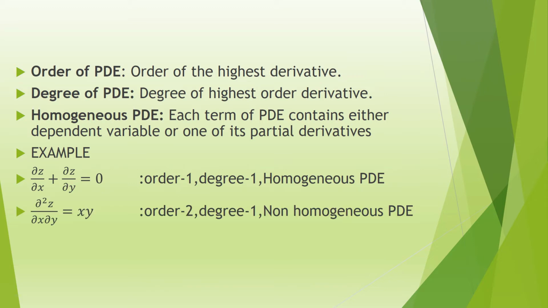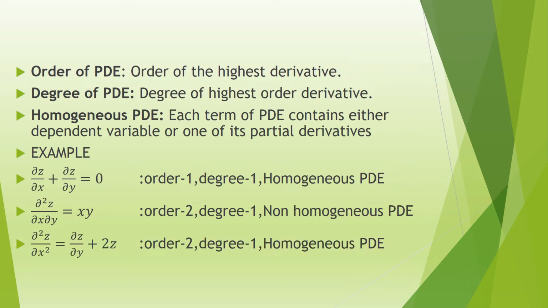Now dou square z by dou x dou y is equal to xy. What is the order of this partial differential equation? Here a second order partial derivative is there, therefore the order is 2. Now what is the degree? Dou square z by dou x dou y whole to the power 1 only, therefore its degree is 1. Is this homogeneous or non-homogeneous? Since in the denominator we have more than one independent variable, this is a non-homogeneous partial differential equation.